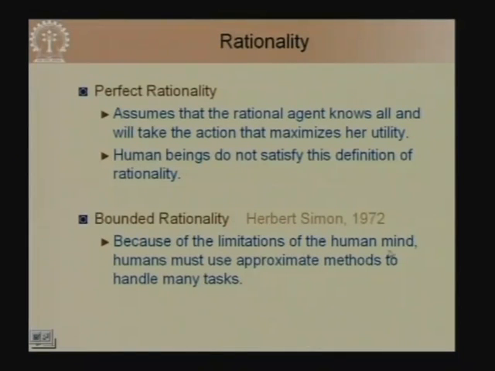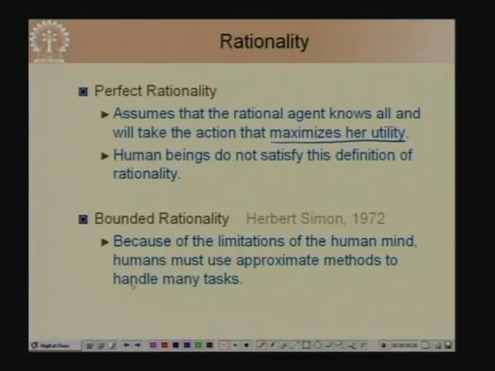The concept of bounded rationality was introduced by Herbert Simon of CMU in 1972 in his theory of economics. Bounded rationality says that because of the limitations of the human mind, humans must use approximate methods to handle many tasks. So, bounded rationality does not aim at maximizing the absolute utility of the agent, because that is something which may not be achievable given a realistic agent, given realistic resource bounds. Instead, rationality, as we will look at, will concentrate on using approximate methods where appropriate, so that the agent can take the best action given its resource limitations and given what it already knows.